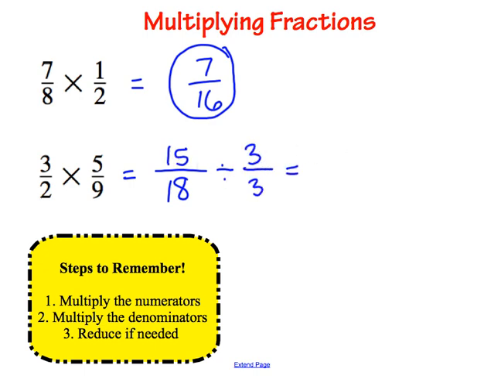15 divided by 3 is 5. And 18 divided by 3 is 6. So our final answer for this problem is 5/6.